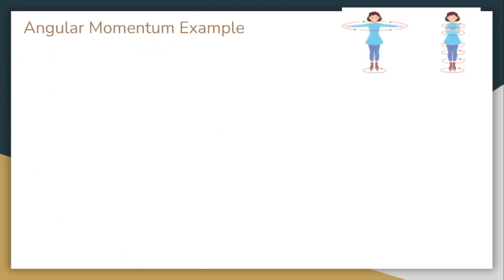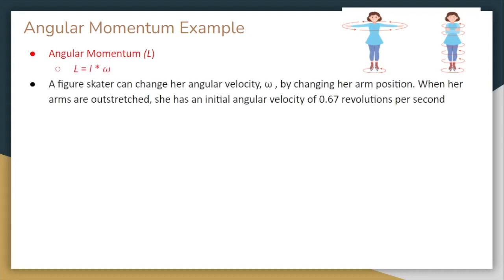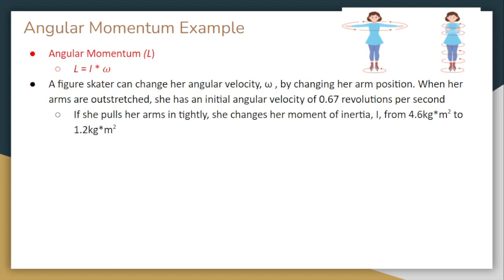Now let's take a look at angular momentum. So again, we have our equation for angular momentum we talked about on the last few slides. We have a figure skater that can change her angular velocity omega by changing her arm position. When her arms are outstretched, she has an initial angular velocity of 0.67 revolutions per second. If she pulls her arms in tightly, she changes her moment of inertia. And she changes that from 4.6 to 1.2. Remember, a decrease or a smaller moment of inertia means that it is easier to spin.